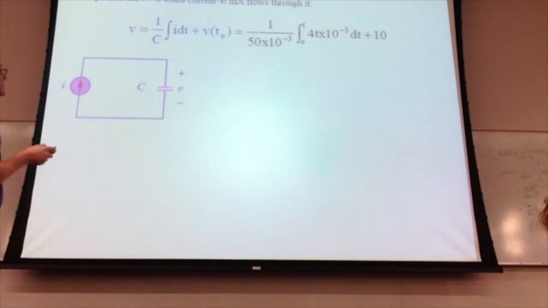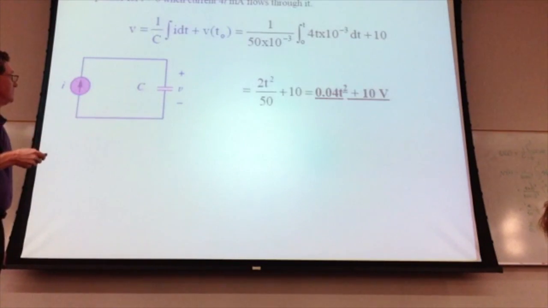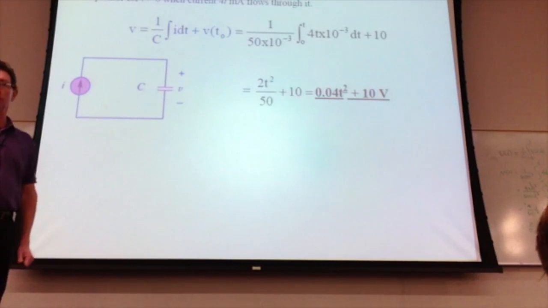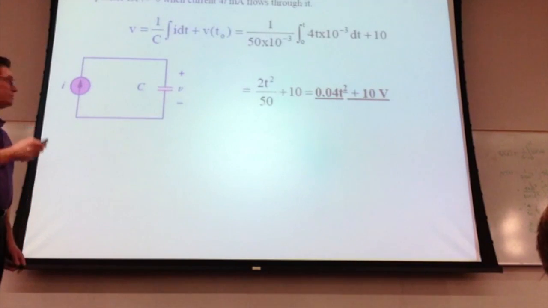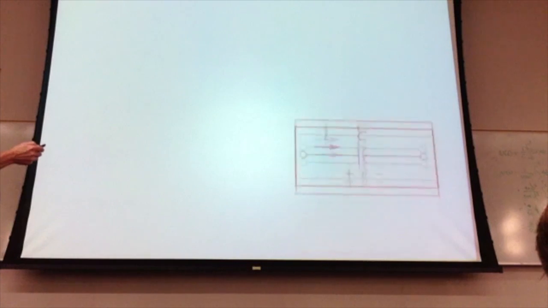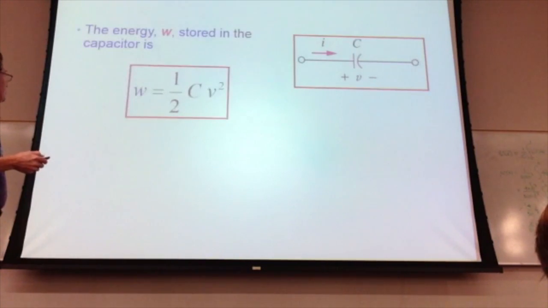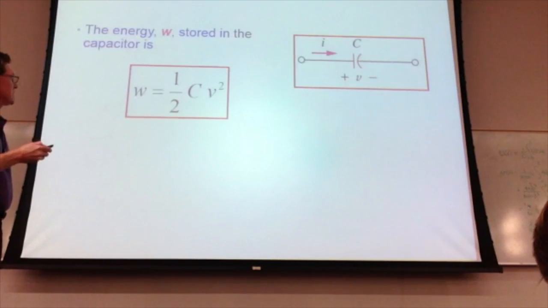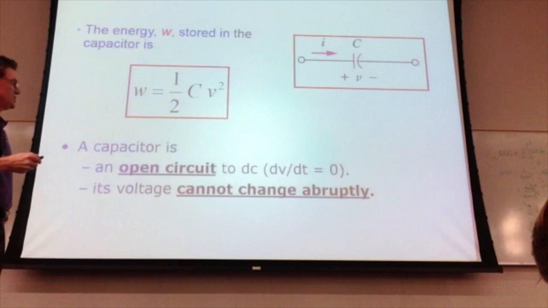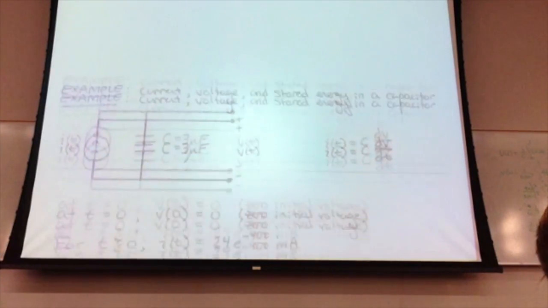All right, so there it is. So we bring that integral in. 2 over 50 t squared plus 10, which is 0.04 t squared plus 10. Okay? Capacitors, again, the energy stored in a capacitor, we can derive it for you, but it's just 1/2 the capacitance times the voltage squared. That's how much energy is in there. We don't have to worry about open and closed circuits yet. You'll get to that if you take Electrical Engineering Science 1.